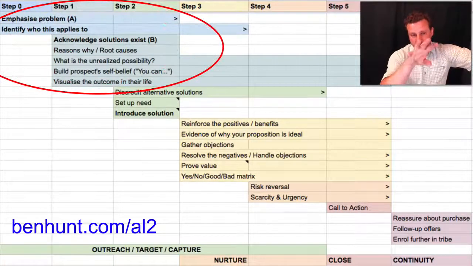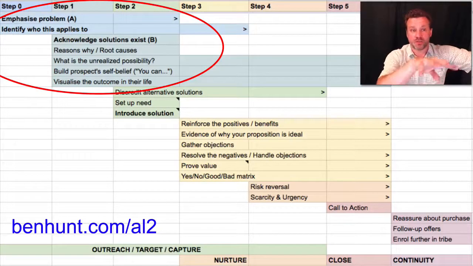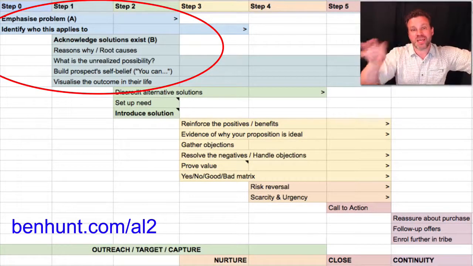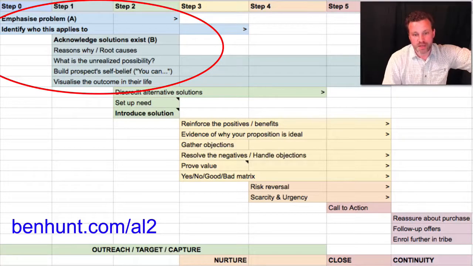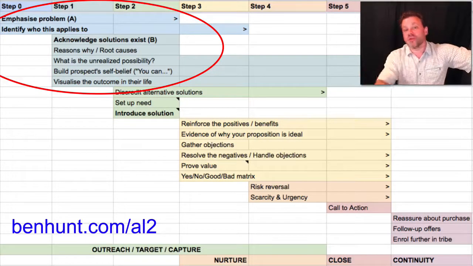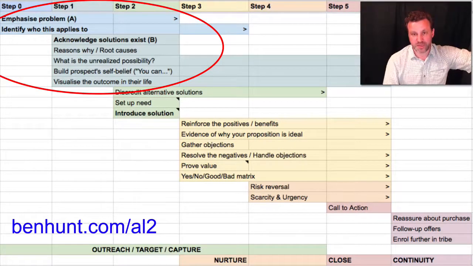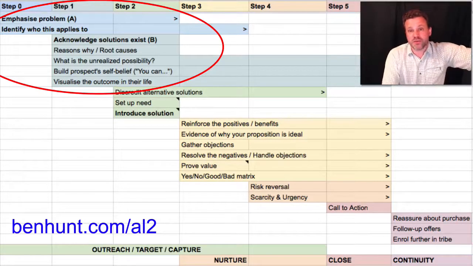So in the rest of this video, we're going to look at some of those ones from step zero, step one, which really relate to getting someone's attention, leading up to the point where you're going to introduce your solution. And then in the next video, we'll go through the rest of them, so that by the end of that, you've got a complete marketing campaign.